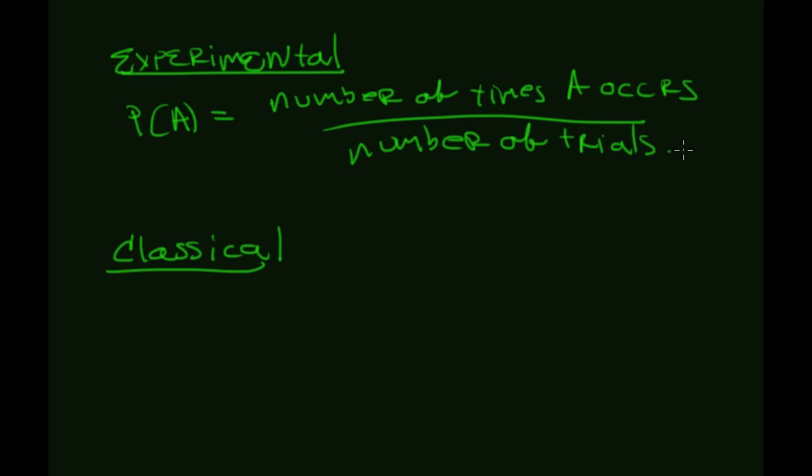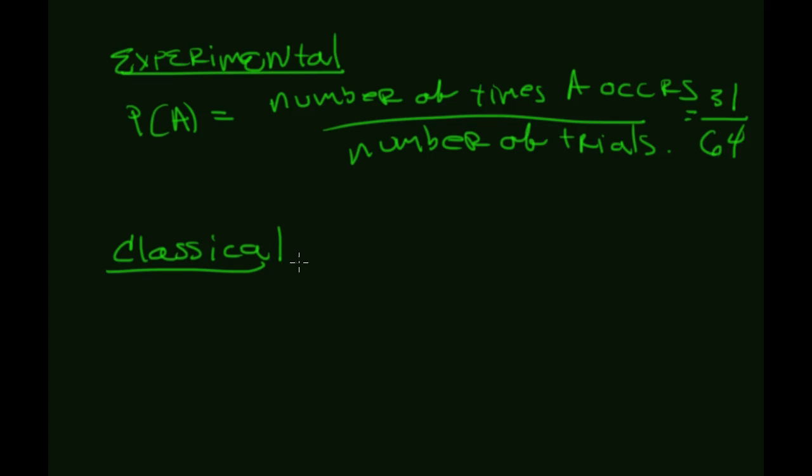Okay, so let's say you flip a coin 64 times and 31 times it comes up as heads. Then the experimental probability of coming up with heads is 31 over 64.